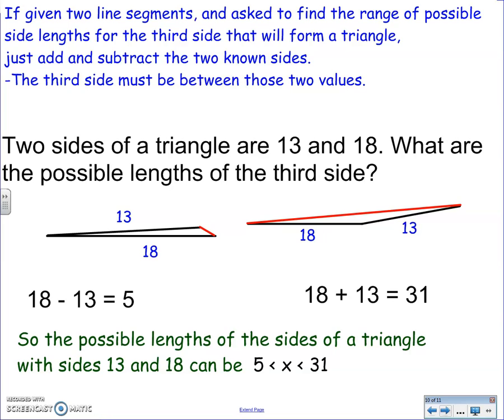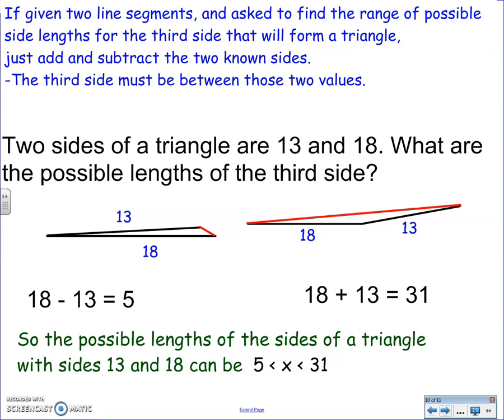Right, now here's the other case. If they give you 2 sides, 2 line segments, and ask you to find the range of possible side lengths for the third side that will make a triangle. So we know it has to be a triangle. What could the third side be? Just add and subtract the 2 known sides. The third side must be between those 2 values, but cannot equal those 2 values.